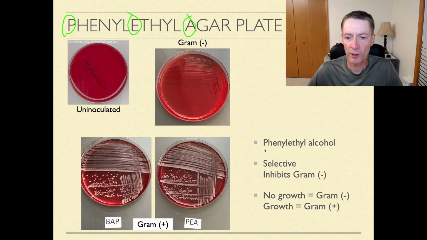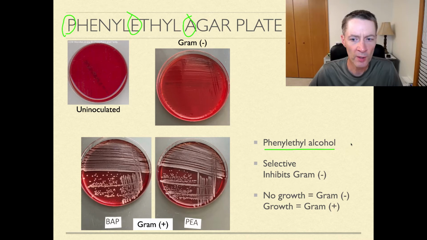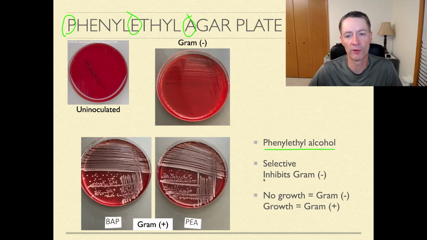All right, as we go through these plates, I'd like you to pay attention to what is in the plate that makes it special. What are the key ingredients? Not everything that's in there, but what are the key ingredients? What makes phenylethyl alcohol special is that it really inhibits certain types of organisms from growing, and those are the gram-negative organisms. It is selective in that manner.